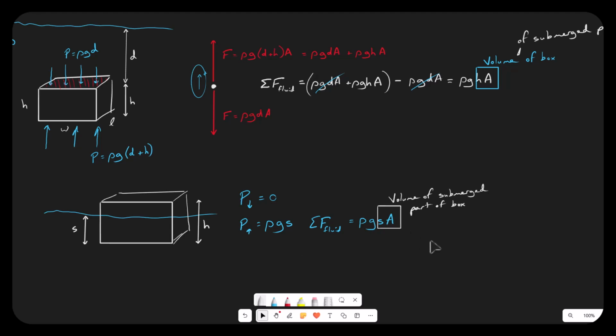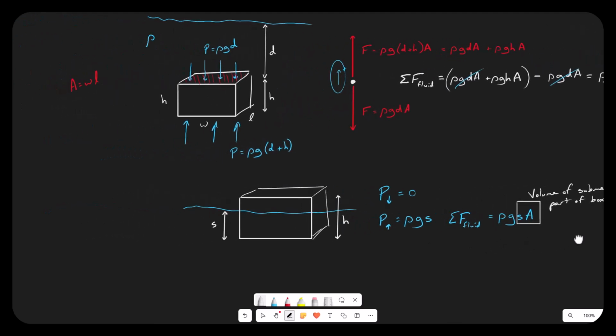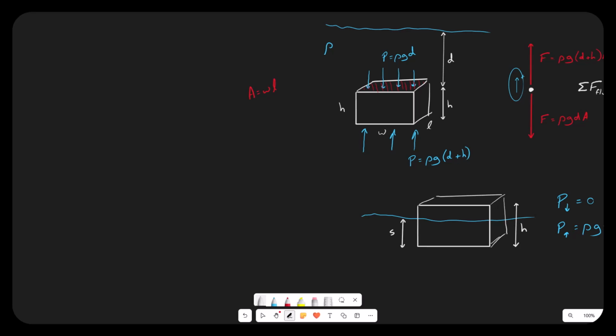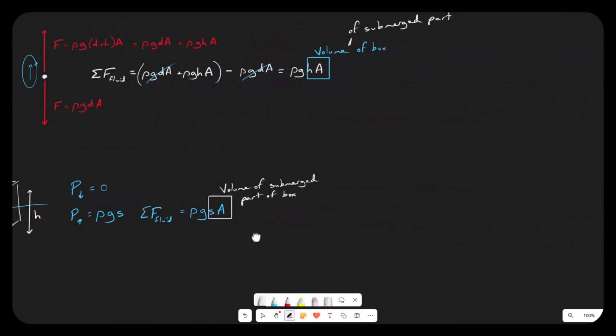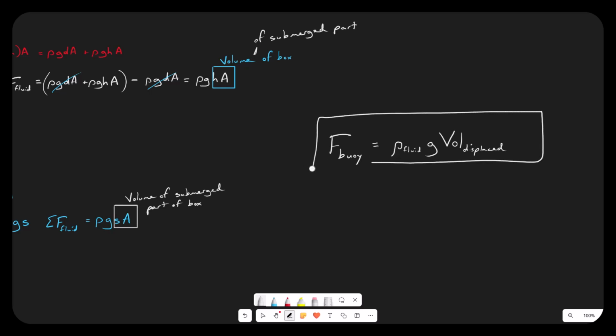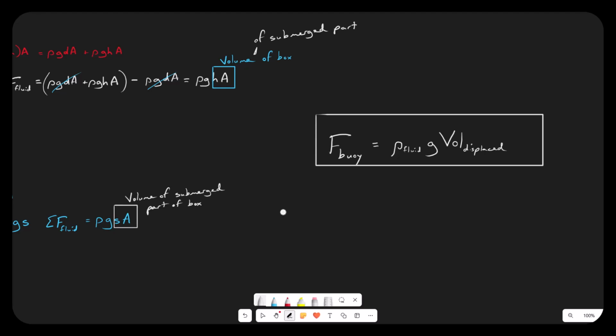So the volume of the submerged part of the box, the other way to think about that is to say that's how much water had to get out of the way to make room for the box. And that's what Archimedes' principle says. Archimedes' principle says the buoyant force exerted by a fluid is equal to the density of the fluid times g times the volume displaced. Let's think about what this means.